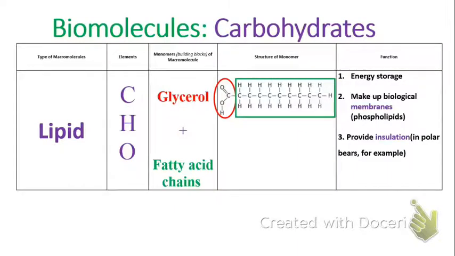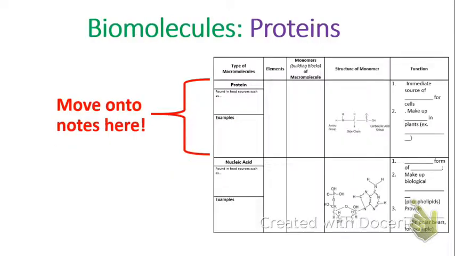And the major functions of lipids include energy storage. Remember, that's different than carbs. Carbs are the major source of energy we use every day. Lipids store up energy long term for use later. It also makes up our membranes. And they provide insulation or warmth. For example, polar bears have a big lipid layer that keeps them warm. Same thing in whales. They have a layer of blubber that insulates them. All right, now flip on to the back. We're moving on to proteins.